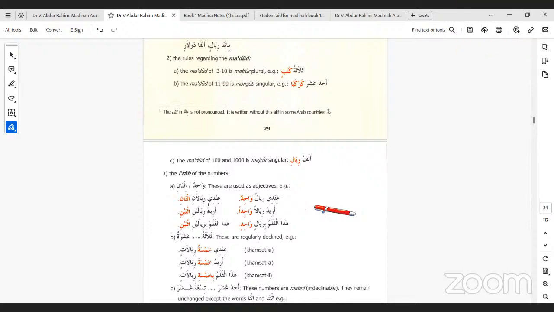The rules regarding the madud. The madud of 3 to 10 is majroor, plural. For example, salasatu kutubin. Okay, madud ho gaya aisa. The madud of 11 to 99 is mansoob, singular. For example, ahada ashara kawkaban.